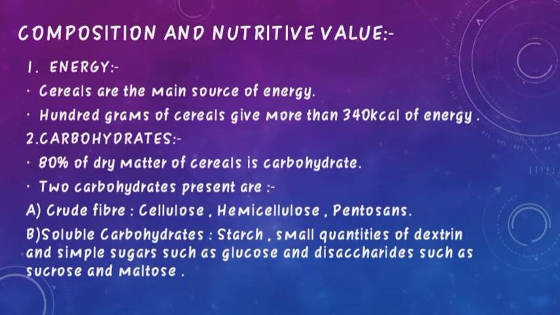Crude fiber includes cellulose, hemicellulose, pentosans. On the other hand, soluble carbohydrates include starch, small quantities of dextrin, simple sugars like glucose, also disaccharides such as sucrose, maltose.